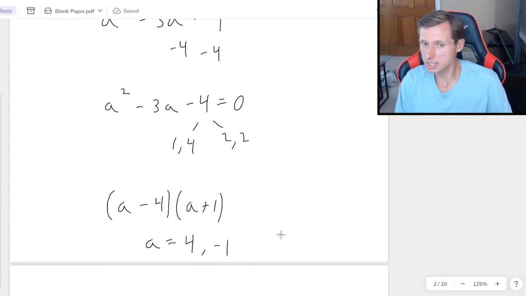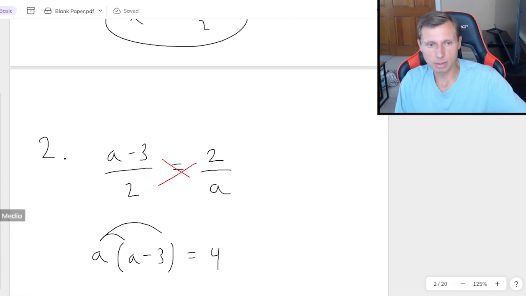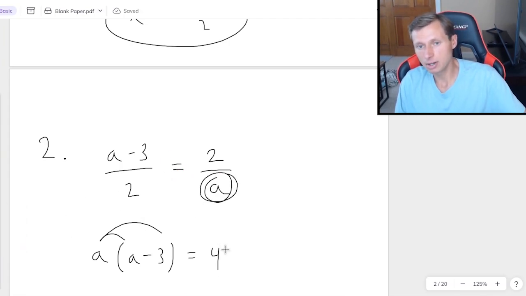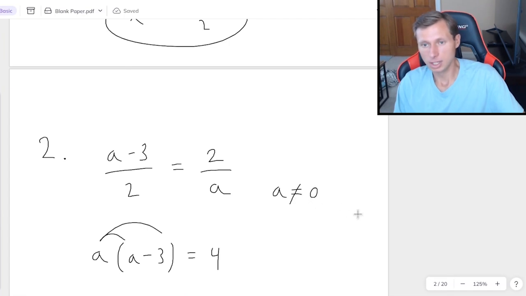Now before I circle this as my final answer, I just want to check I don't have any domain issues. In other words, looking back at my original problem, I see that I have this a in the denominator here, and I know I can't have a 0 in the denominator. So what I'm trying to get you to realize is a cannot equal 0. Luckily, we didn't get 0 as a solution.